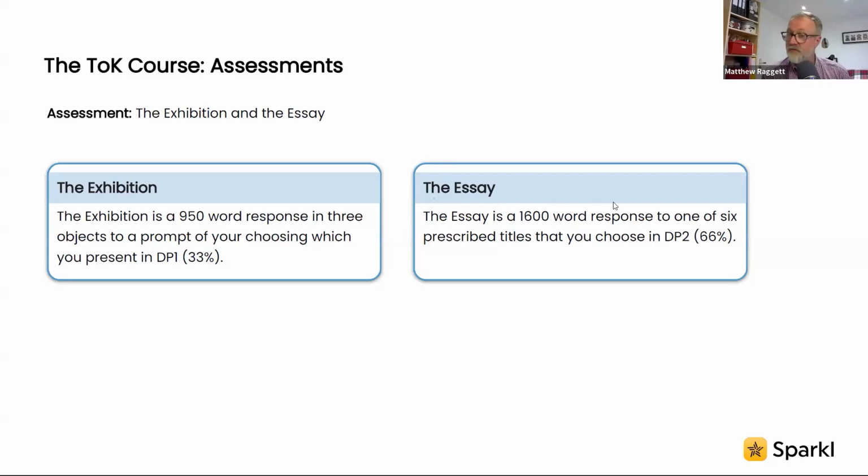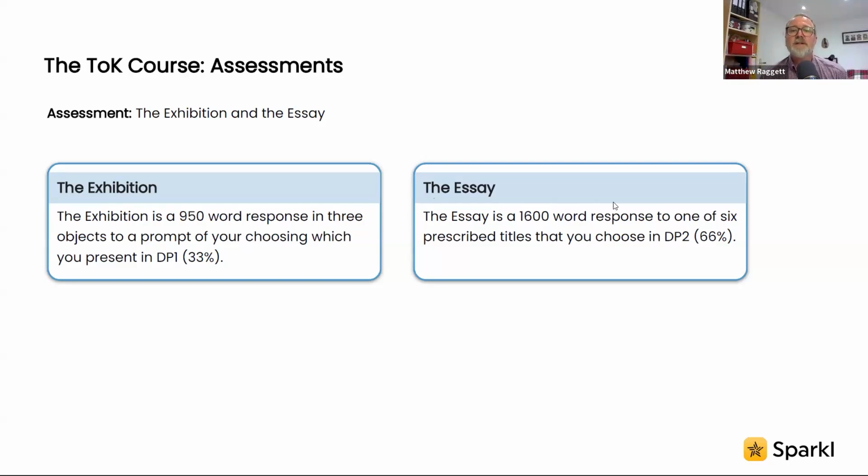There's no right, there's no wrong, but you can't choose an object that somebody else has already chosen in your class. You can choose an object that someone's chosen in the world, and the object has to be a specific object to you. So it can't be a ruler, but it can be the ruler that you used to measure your foot and discover that a foot is not a foot long. That's interesting. So that's the first piece of assessment.